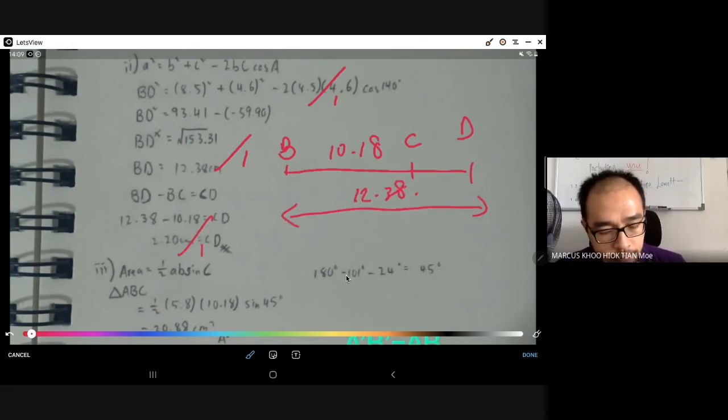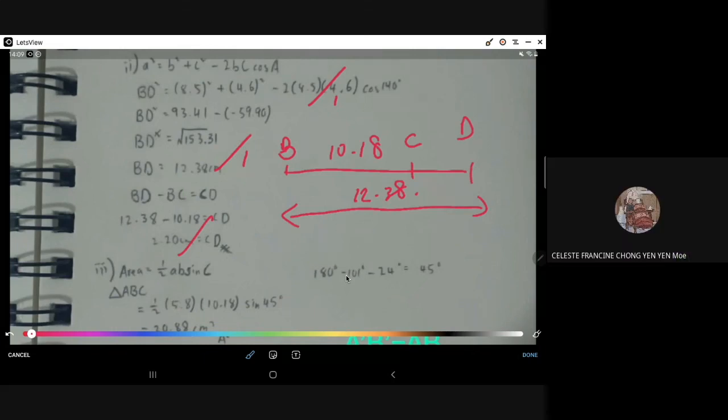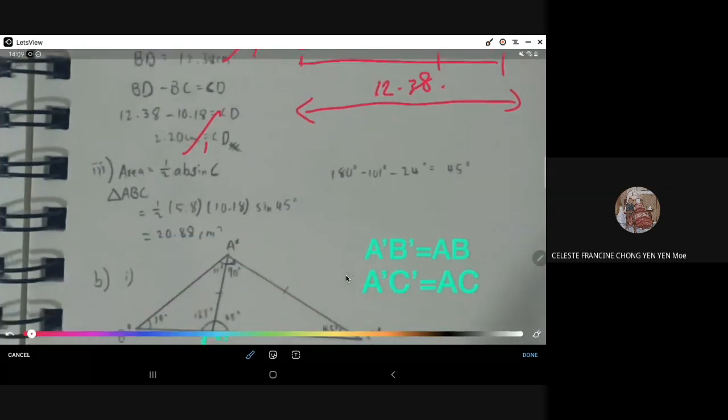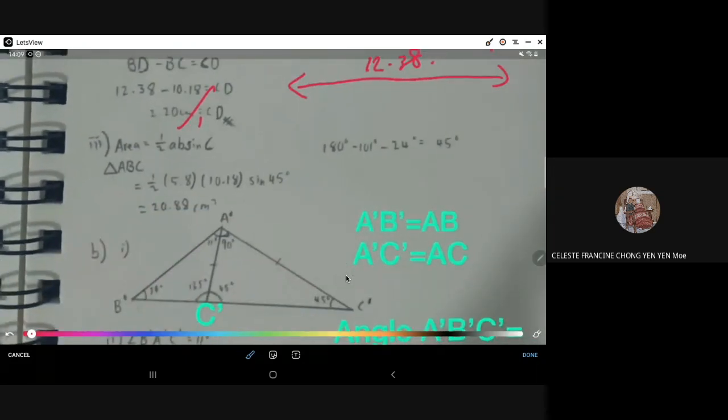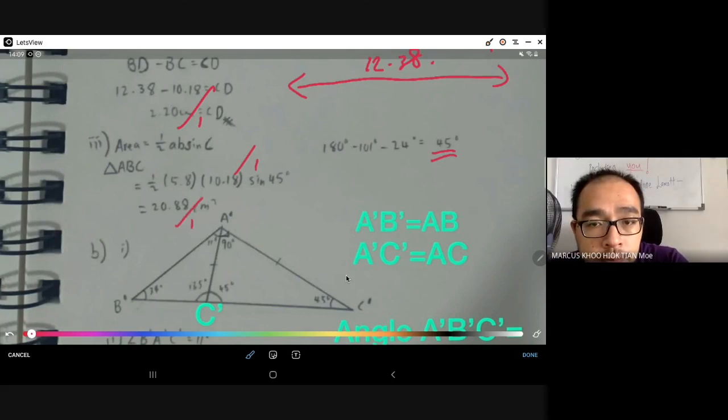Okay, all right. Then for the third question, it wants us to find the area of triangle ABC in cm square. So we can use the formula for area of a triangle, which is area equals 1 over 2 ab sin C. Then we substitute the variables one more time, which is 1 over 2 times 5.8 times 10.18 sine 45. And when we calculate it, we will then get 20.88 cm square.